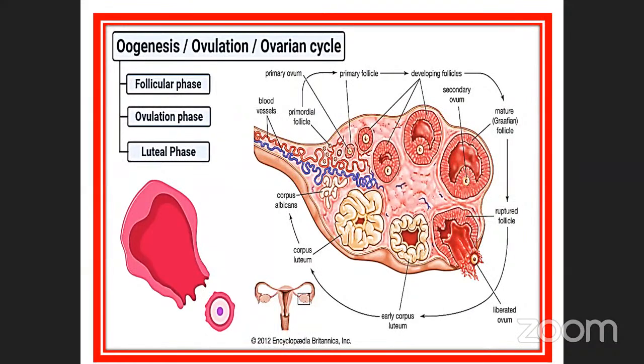Generally, they have given how it will be: the primary follicles, followed by the developing follicles. These are the internal structures. See that inside there are so many follicles and layers. Developing follicles form a primary oocyte to secondary oocyte. Finally, the follicle ruptures and the ovum is liberated. The ovum enters the fimbriae and the infundibulum, and finally the uterus.